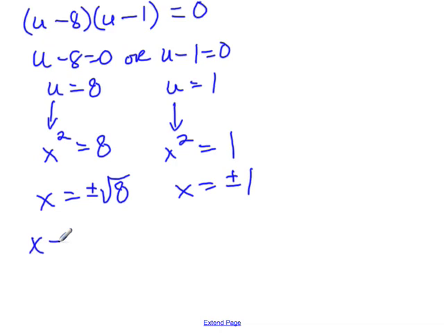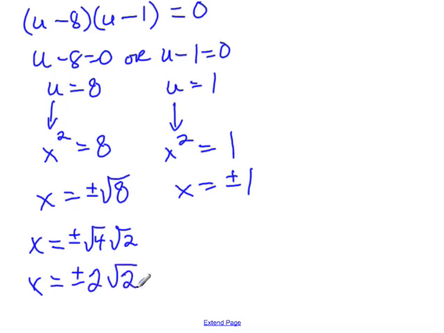One thing with the root 8, and this is a little thing, but if I can get a perfect square that'll divide evenly into this, I should simplify that. So root 8 is the same thing as the root of 4 times root of 2, and the square root of 4 is 2, so 2 root 2. So really my answers are x is equal to plus or minus 2 root 2 and plus or minus 1. Notice in here I get 4 answers to this particular question.